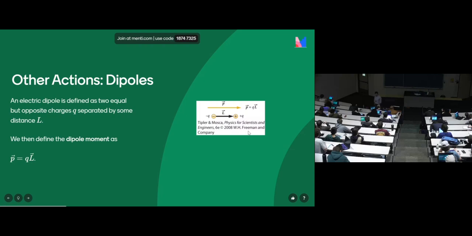Lowercase p vector, in this case, is dipole moment, not linear momentum like we learned last semester. And if you had me for last semester, you already know that even talking about what momentum is kind of a taboo topic anyway. Right?